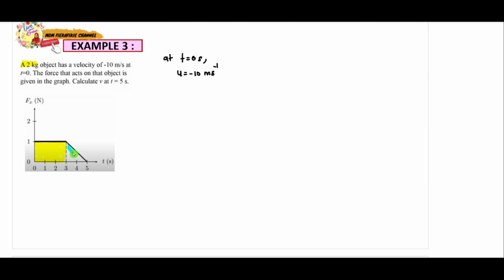Do you still remember? Okay, so I'll color it 2 colors here. So in order to calculate the area under the graph, you can use the trapezium equation or you can calculate them separately, no problem. Okay, but what does the question ask? So the force that acts on that object is given in the graph. Okay, calculate the final velocity at t equal to 5 seconds. So we want to calculate v when t is equal to 5 seconds. Alright, so what is the final velocity?